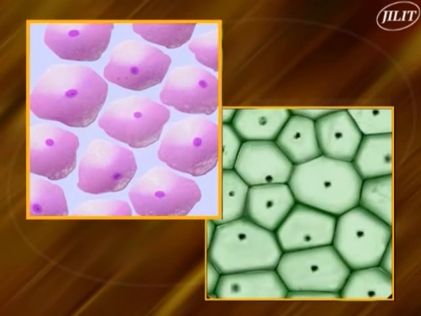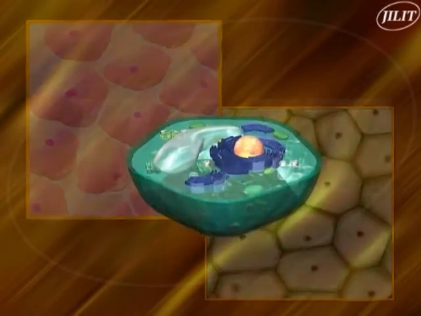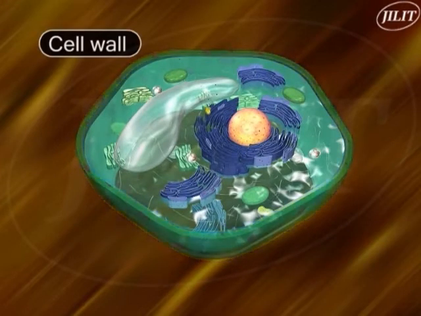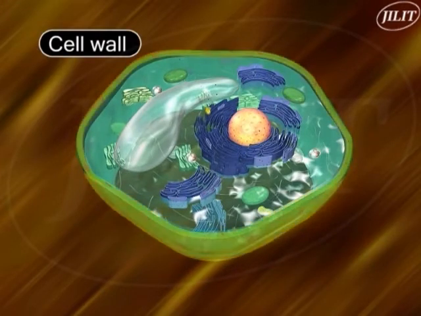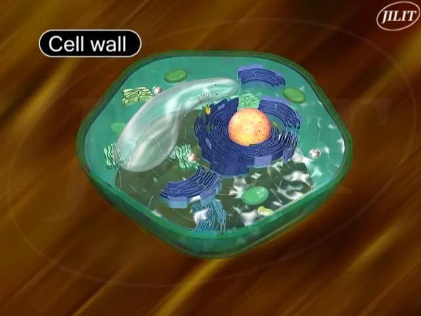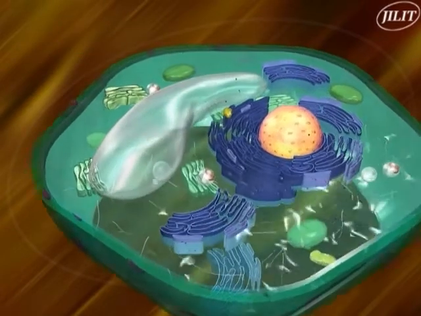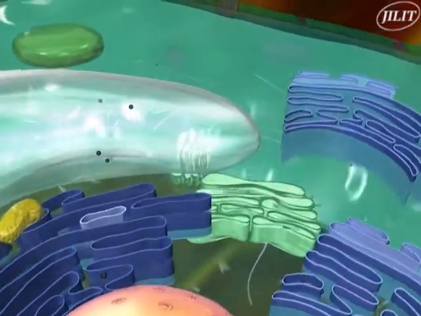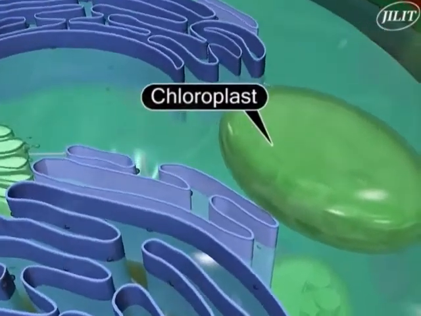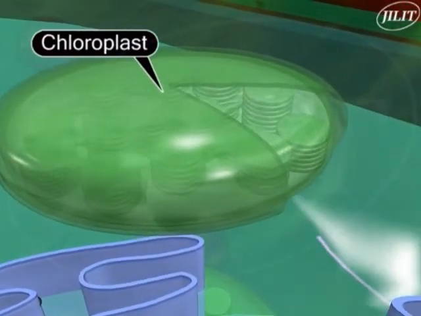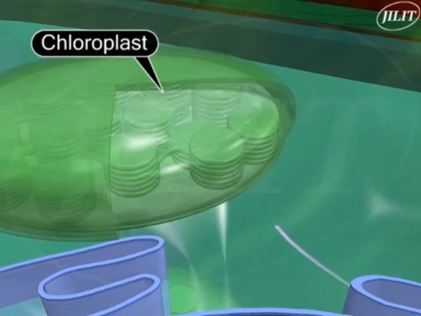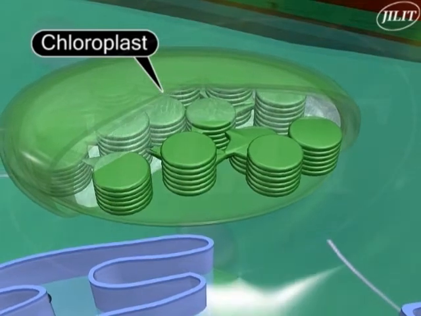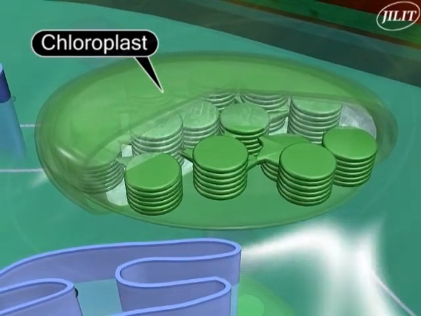Now, let us see how a plant cell looks. It is surrounded by a rigid covering known as cell wall. This layer gives the plant cell a regular shape. A single large vacuole is another unique feature of plant cells. This is chloroplast. It is a double-layered structure that contains chlorophyll. Chlorophyll traps the energy of sunlight, which is then used by the plant cell to make its food.